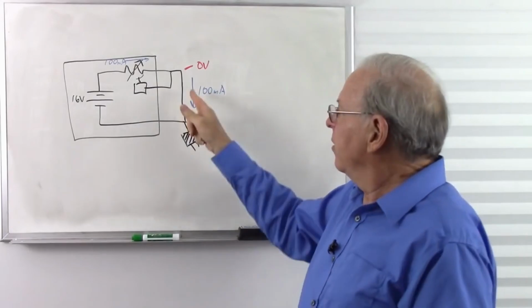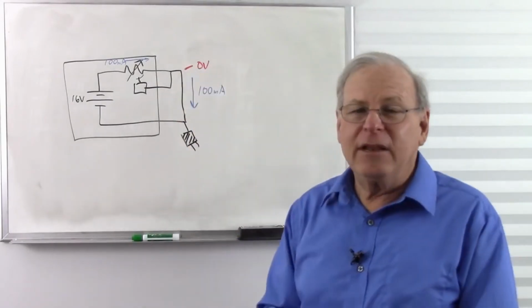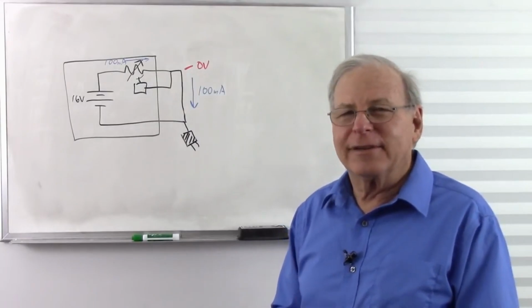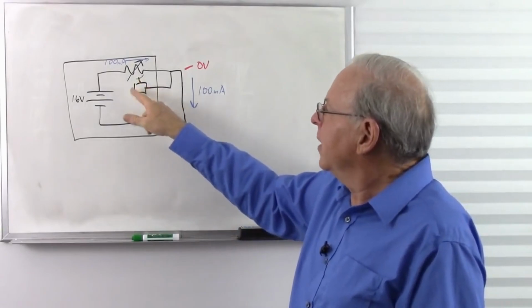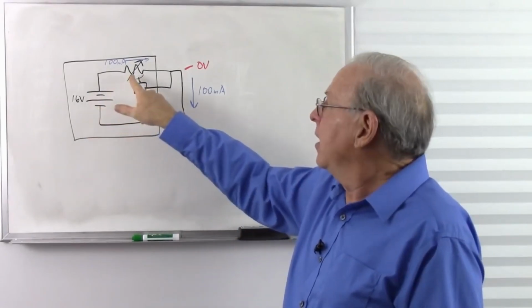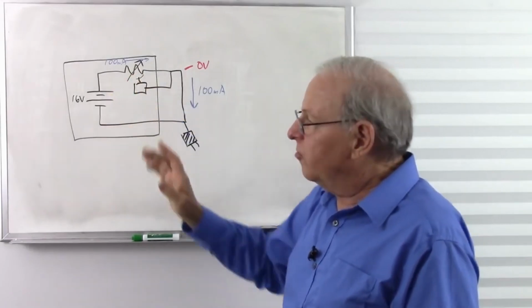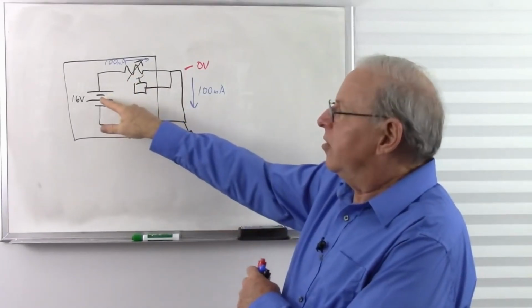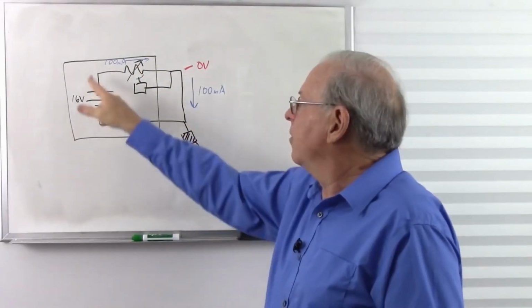How can I have any current flowing if I don't have any voltage? I need voltage to push current. Yeah, that's kind of a legitimate question there, but if we look at the whole circuit, we see what's really going on here. We have a 16-volt battery. At this point, this is going to be a 160-ohm resistor, so that's our circuit. 16-volt battery, 160-ohm resistor, and it pushes 100 milliamps around the circuit.